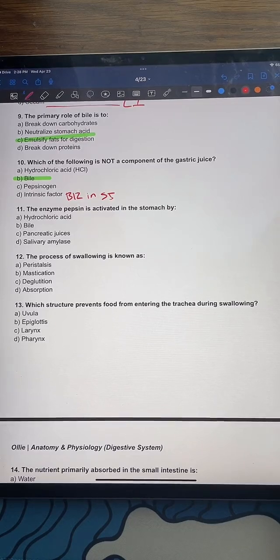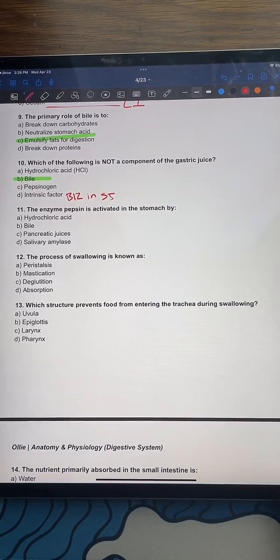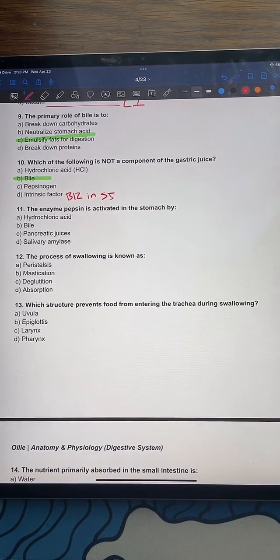Alrighty. Again, bile is produced by the liver and stored in the gallbladder, and it gets released into the small intestine. So it's not in the stomach.